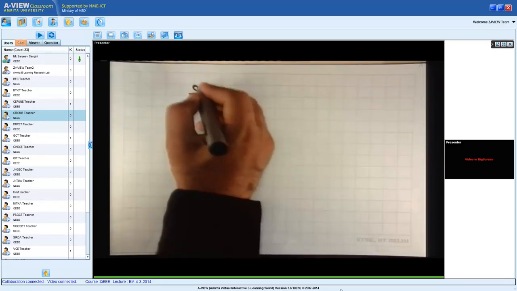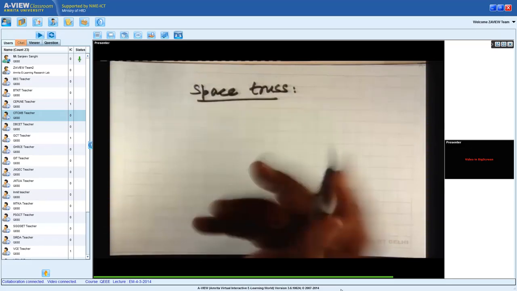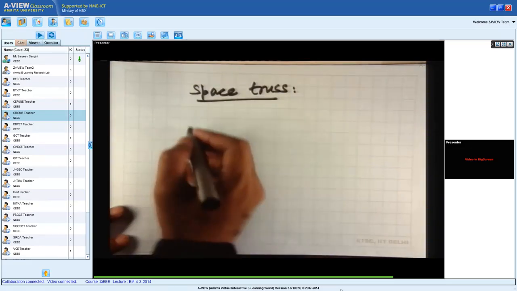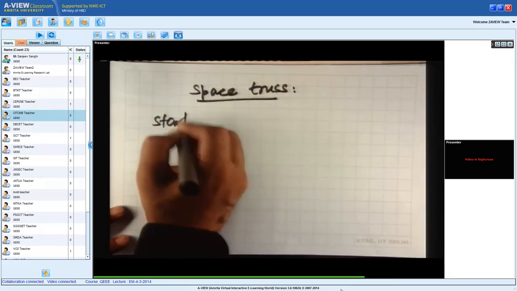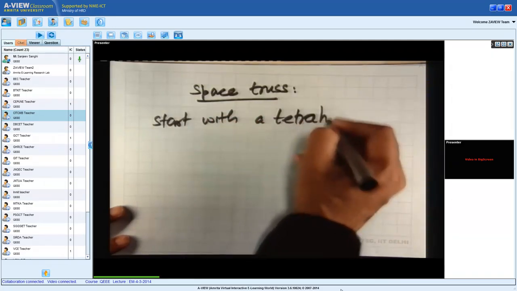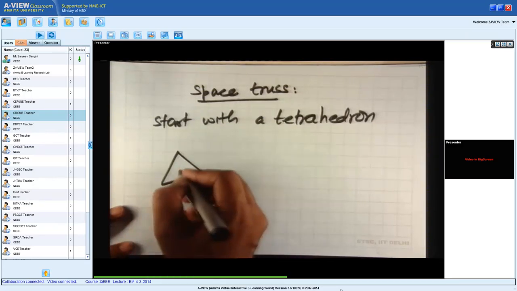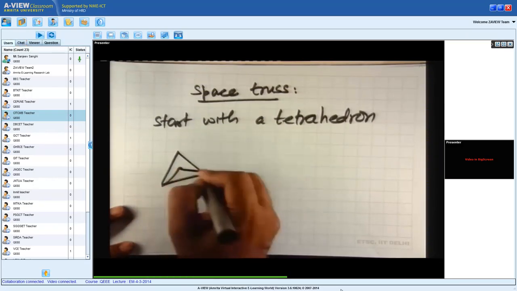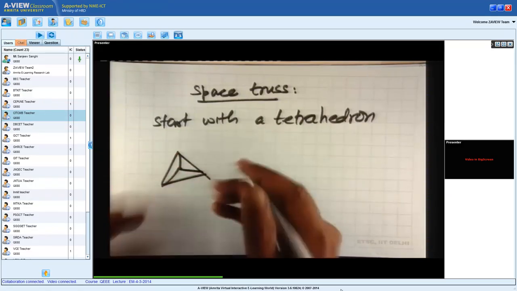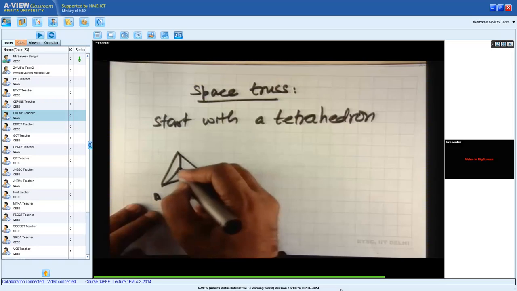Now similar to this, if we talk of a space truss, I'll not be doing any analysis of space truss. Here what we do is we start with a tetrahedron. Tetrahedron means a base is a triangle. You put a fourth point, so we have three joints ABC.